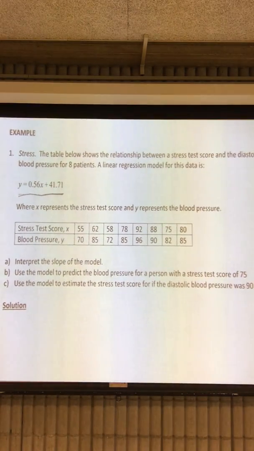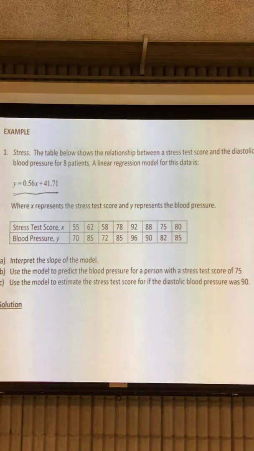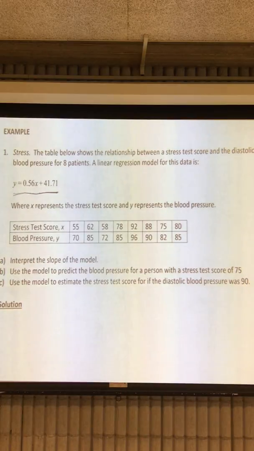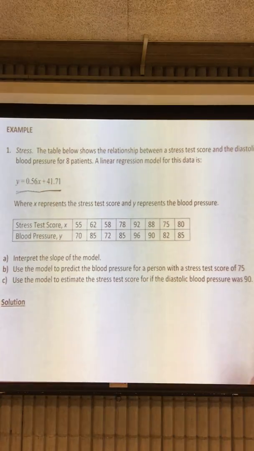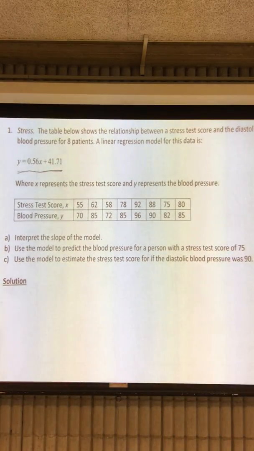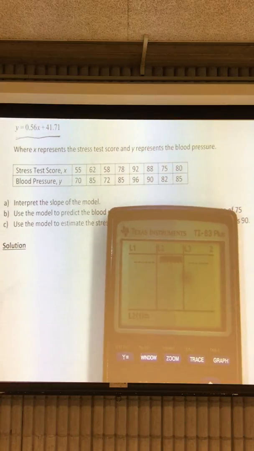Problem number 1. Let's look at this table, which shows the relationship between a stress test score and the diastolic blood pressure for 8 patients. A linear regression model for this data is given below. So your first step is to enter the data into your graphing calculator.